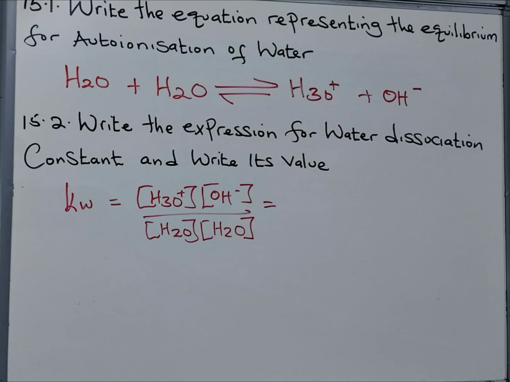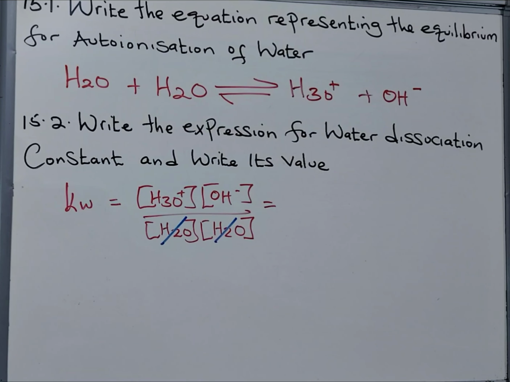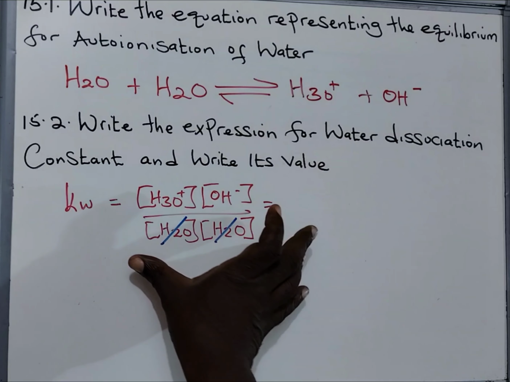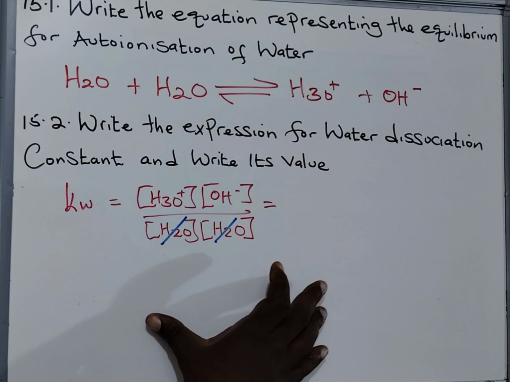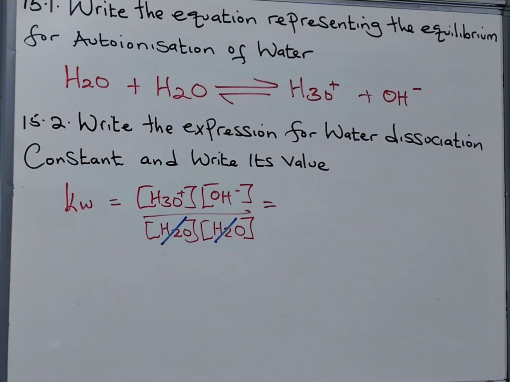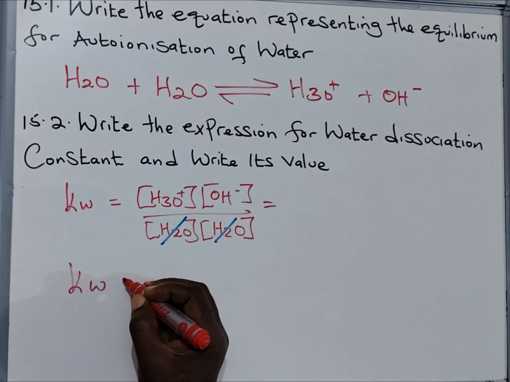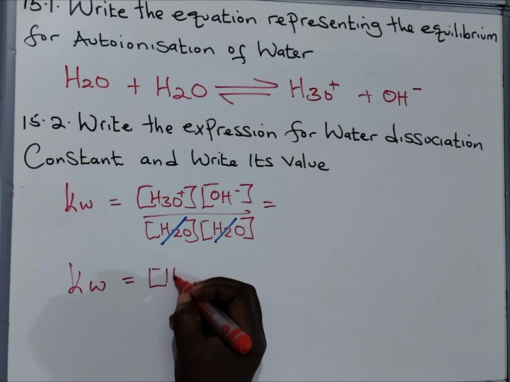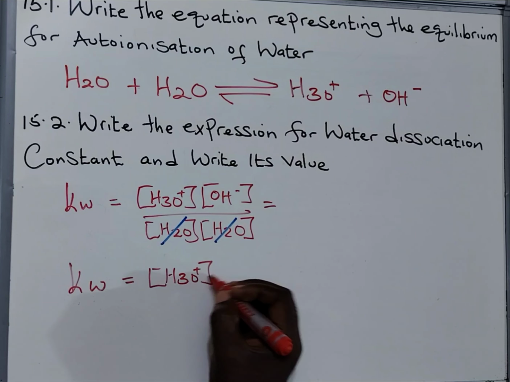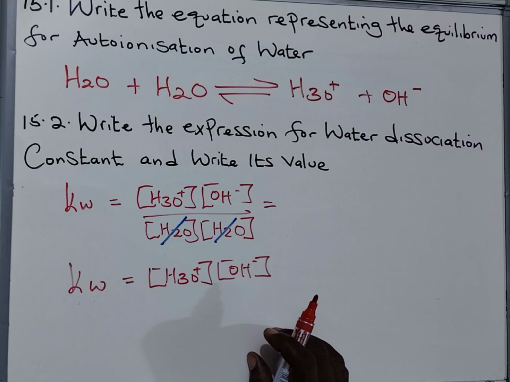But we have to remember that water literally remains unchanged. So what does that mean? That we leave it out. I want to remind you that whatever we present in the equilibrium expression are changes. And if water remains unchanged, we don't put it there. It remains one. So our final expression is Kw equals hydronium concentration times hydroxide concentration. And this is it.